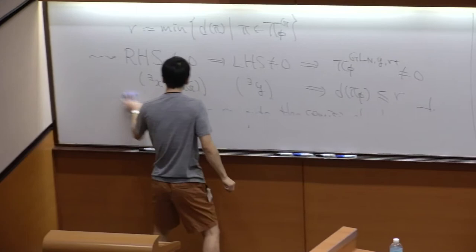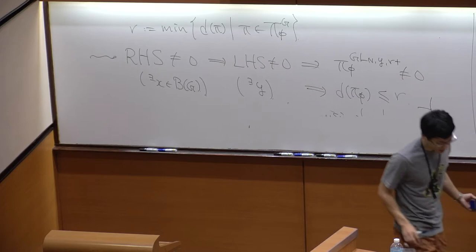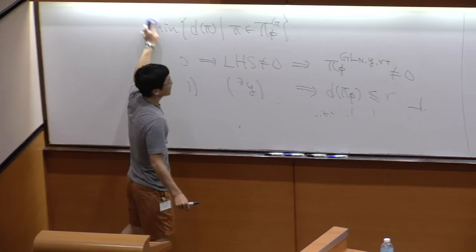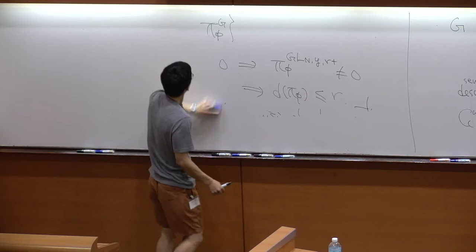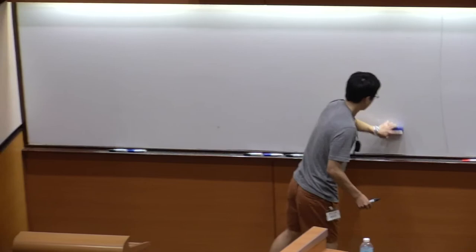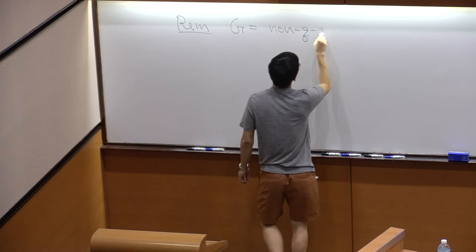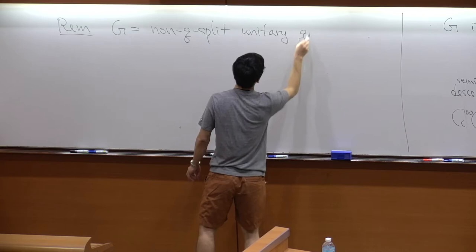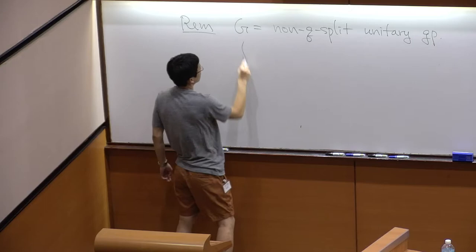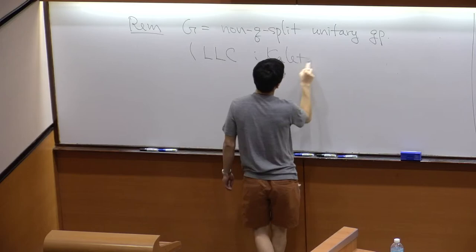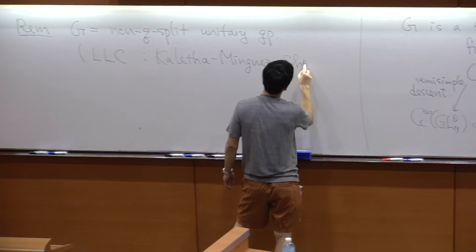Okay. And finally, I want to comment on the non-quasi-split cases. Actually, we can show the same result for non-quasi-split classical groups. So let's consider the case where G is a non-quasi-split unitary group. In this case, the local Langlands correspondence was established by Kaletha, Minguez, Shin, and White. So we can consider the same problem for this group.